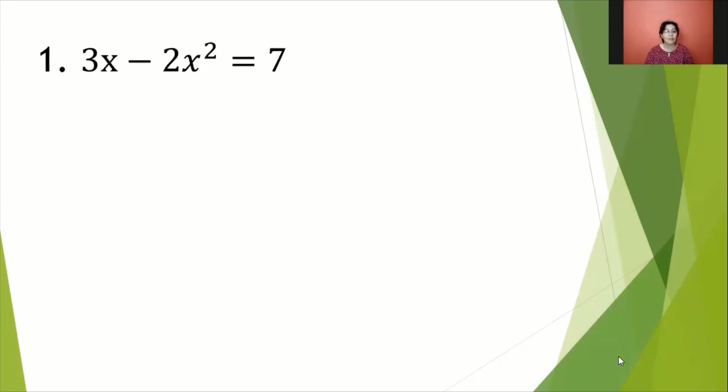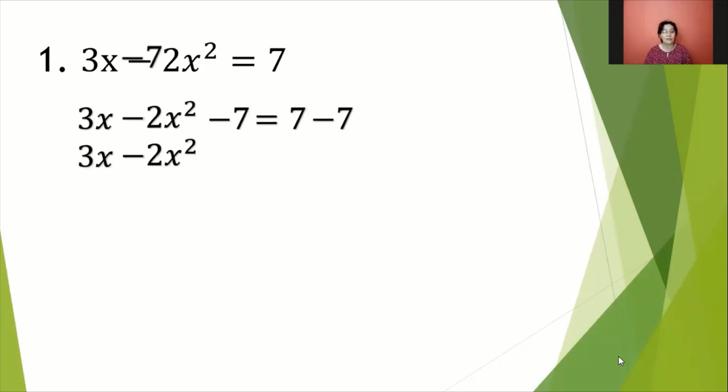Again, we have 3x minus 2x squared minus 7 is equal to 7 minus 7, so 3x minus 2x squared minus 7 is equal to 0. Using the subtraction property of equality, that is equal to 0. We already equated the given equation to 0. Now we have to arrange.